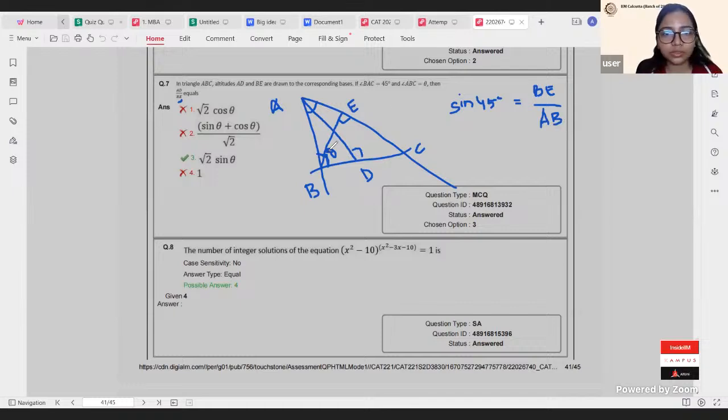And for the angle ABC, where B is theta, it will be sine theta. That is equals to, again, perpendicular by hypotenuse. So it will be BE by AD.